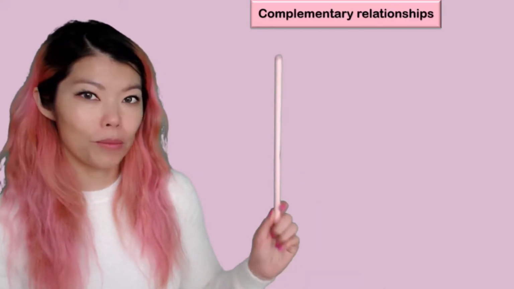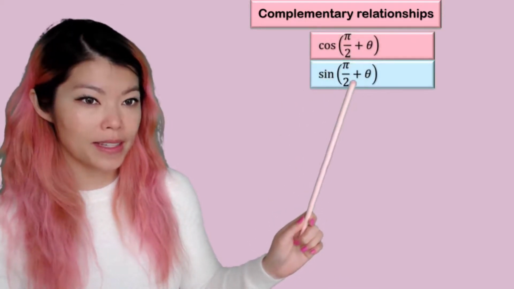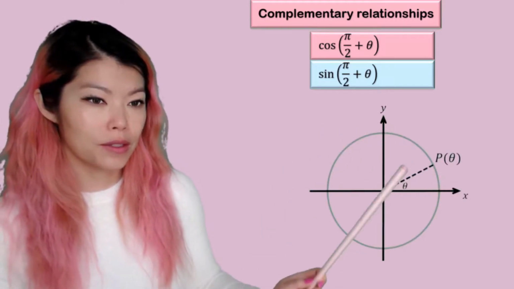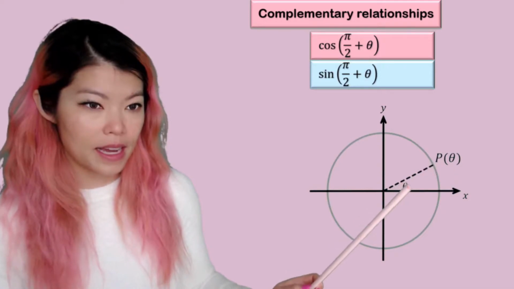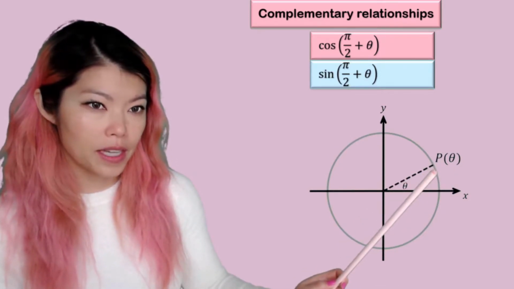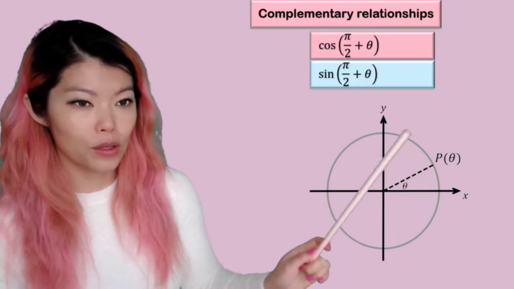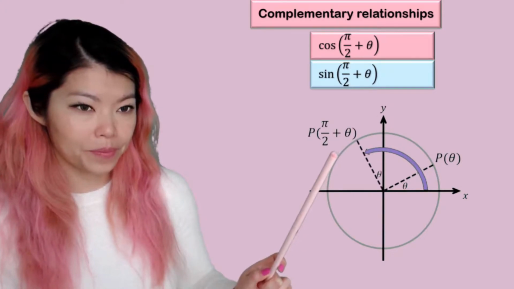First, let's have a look at complementary relationships. Let's explore cos(pi/2 + theta) and sine(pi/2 + theta). Recall in the unit circle that if we have a point for theta, it will look something like this. Now, if this is the point at theta, where would it be at pi/2 + theta? Well, pi/2 is over here, plus theta, it will be over here.